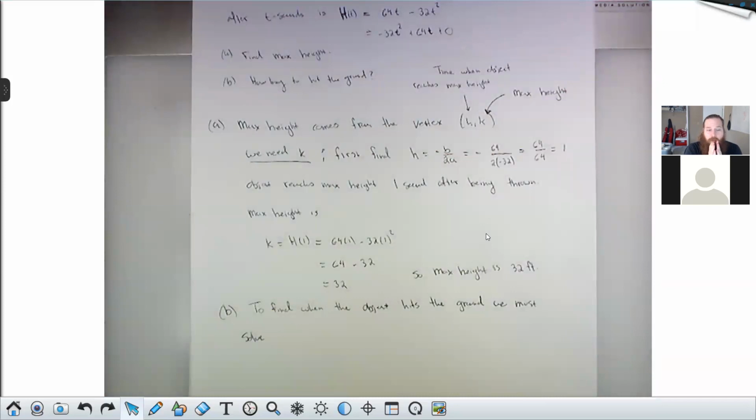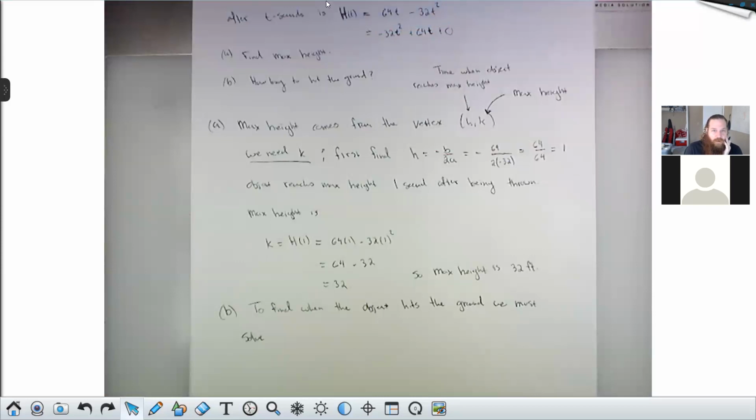What's the height of the object at the moment when the object hits the ground? 0, right? What's the height of the object t seconds after it's thrown? It's this function. So to find out when the object hits the ground, I need to take this function, which measures its height, and set it equal to 0. Then I will solve that equation for t, right?